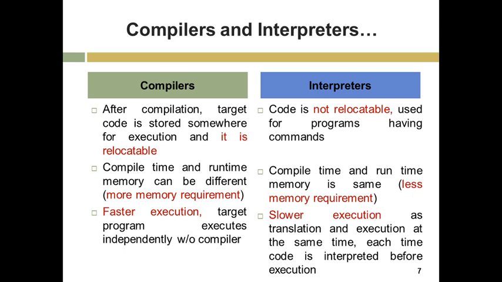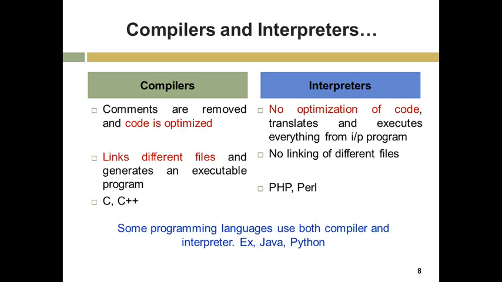The compiler has faster execution of the code because the target program executes independently without the compiler, while in an interpreter execution is slower as the translation and execution are done at the same time, each time the code is interpreted before execution. Lastly, comments are removed and code optimization is done in compilers, while there is no code optimization in an interpreter. The compiler links different files and generates an executable program. Again, in an interpreter there is no linking of different files.